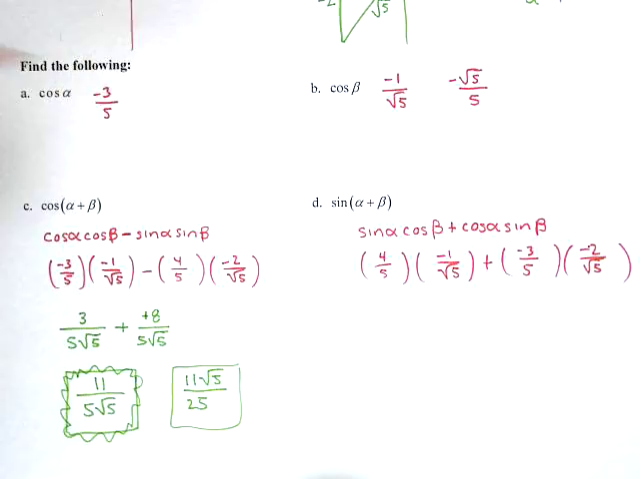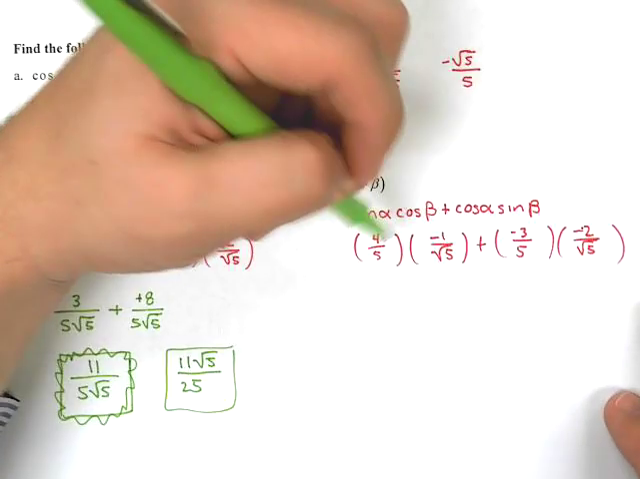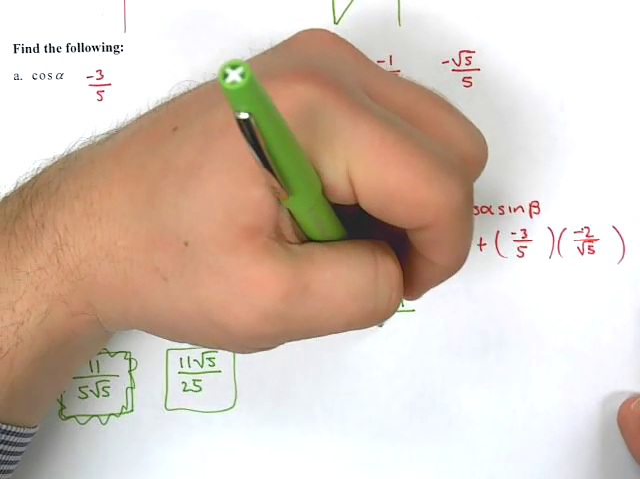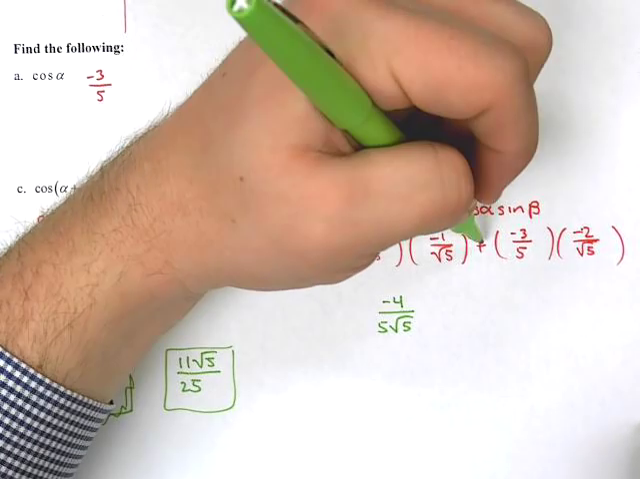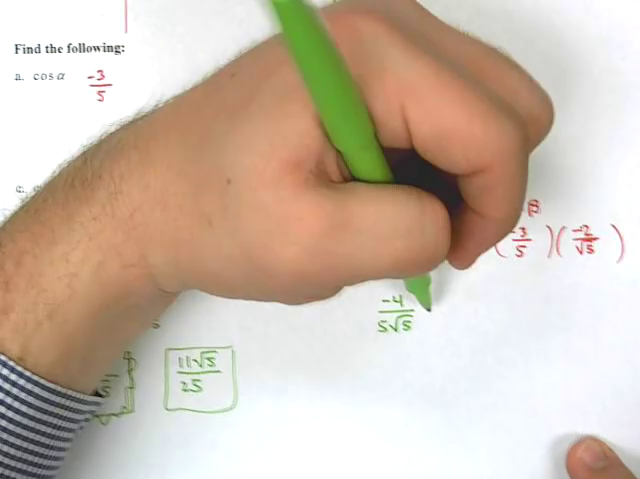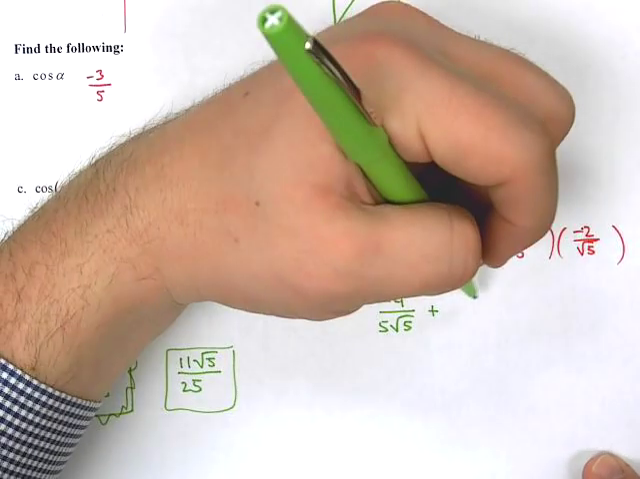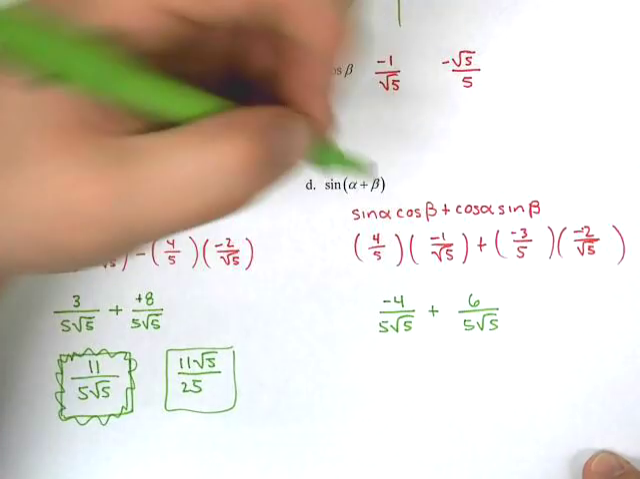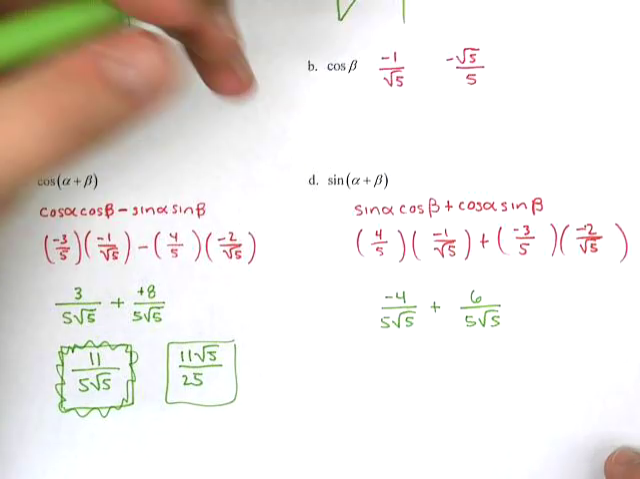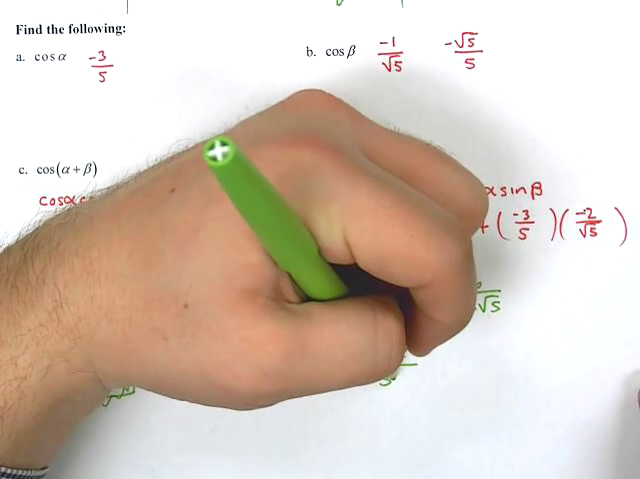Okay. Once again, we start to clean up. Well, this is nice. I have negative 4 over 5 square root 5. This isn't bad. Positive, okay, so negative 3, so plus, negative 3 times negative 2 is positive 6, so 6 over 5 root 5. We have common denominators, we can clean this up to 2 over 5 root 5.